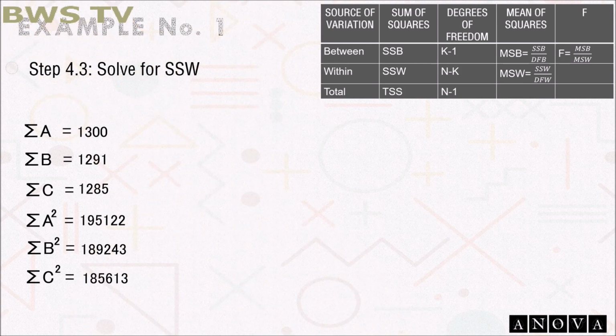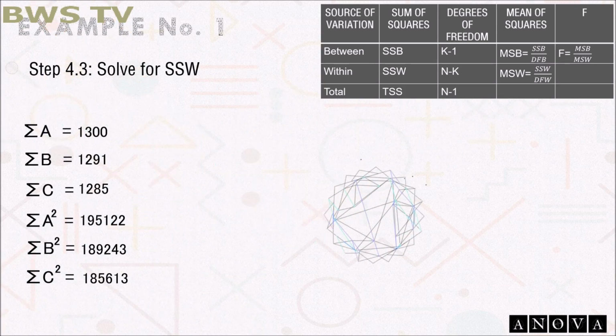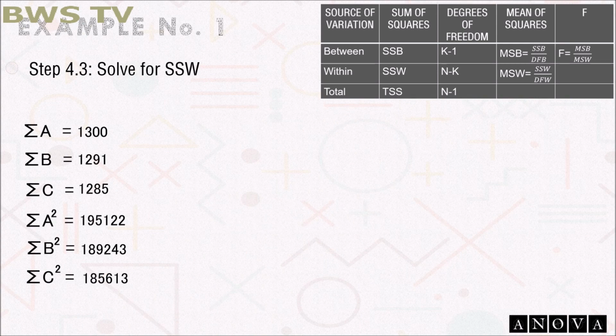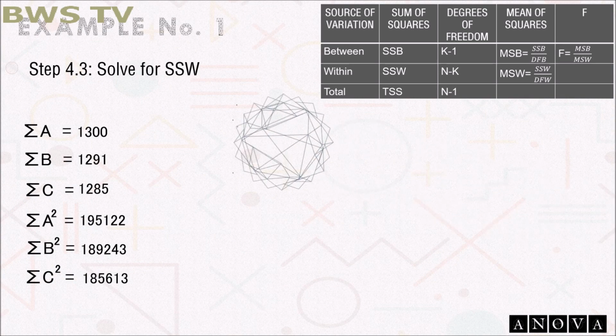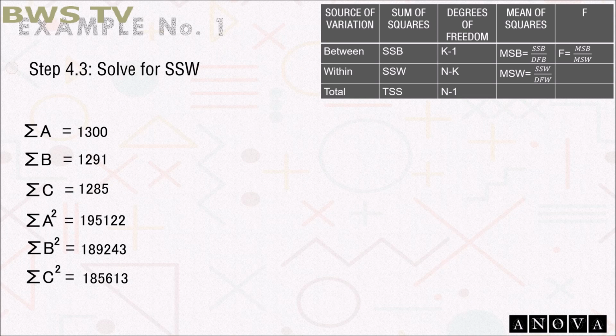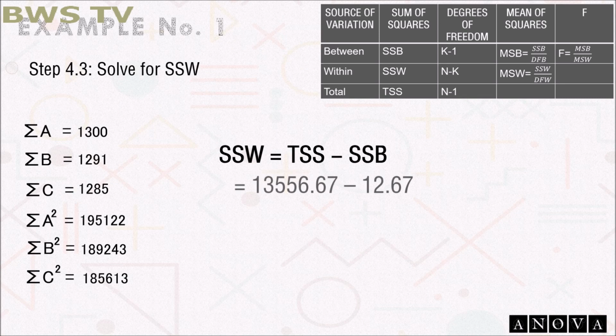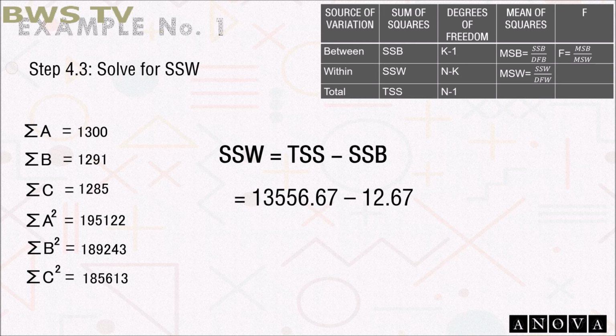Next, lastly, for the second column, we have to solve for SSW. Though this was supposed to be next to SSB, we solved it last because in order to get this, the formula requires the value of TSS. So here we just have to simply substitute the answers we had earlier into this given formula. So we have 13,556.67 minus 12.67. Input that in your calculator and we'll get 13,544.